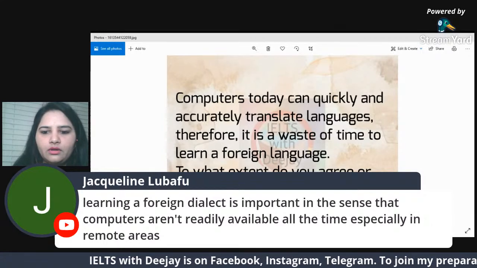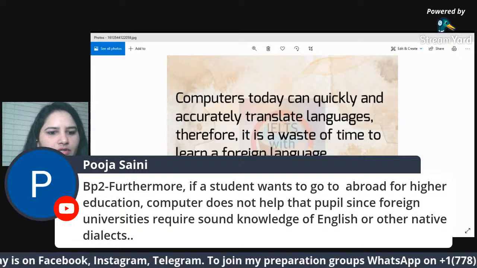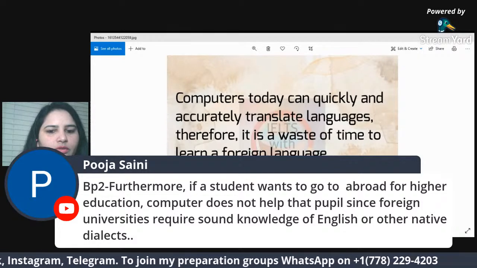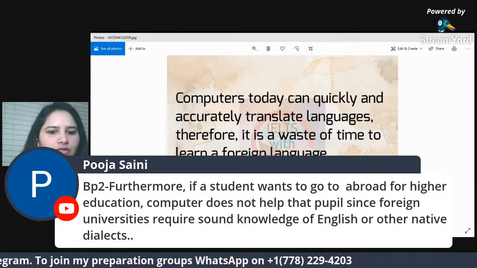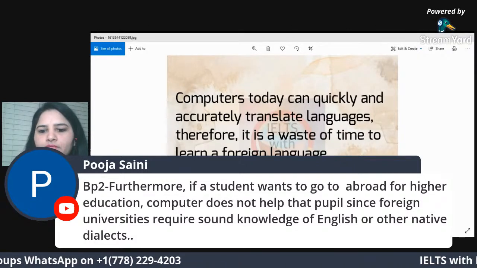You have to give reasons that if it is good or if it is not good, then how you will write. Okay, Pooja. Furthermore, if a student wants to go abroad for higher education, computer does not help that pupil since foreign universities require sound knowledge of English or other native dialects. Very good.